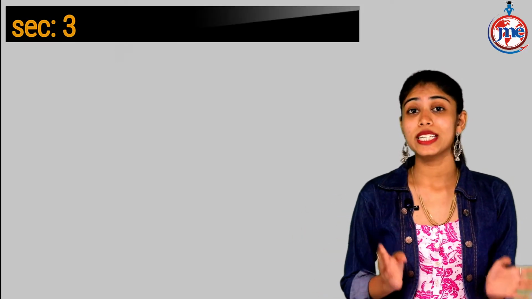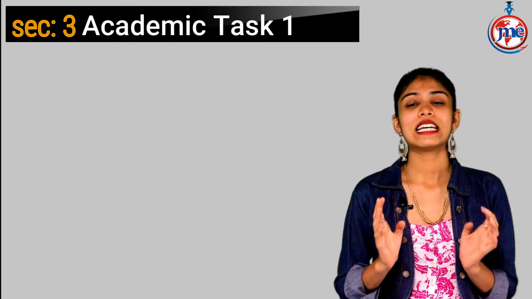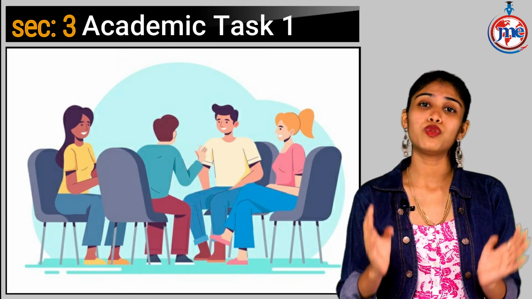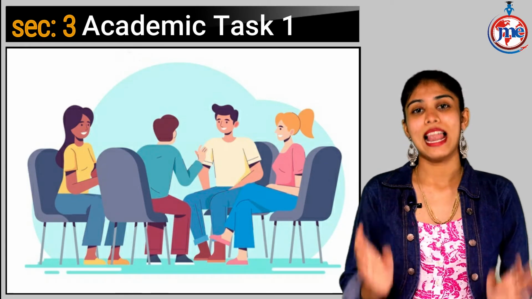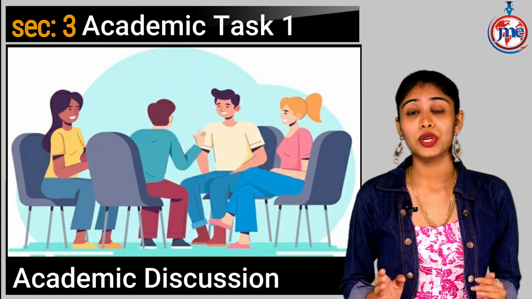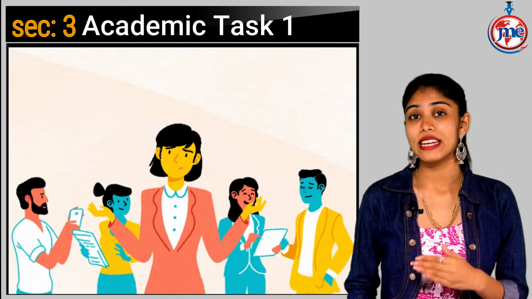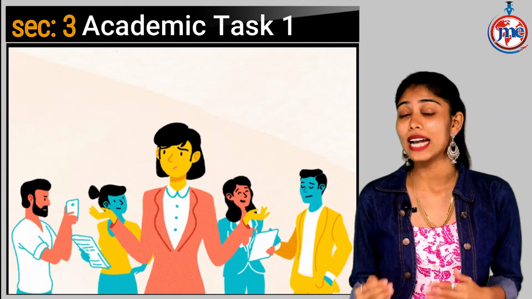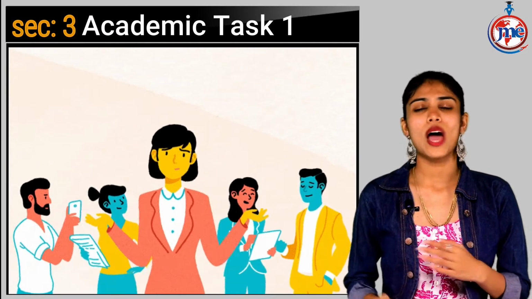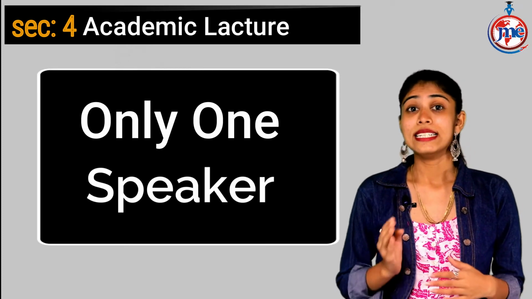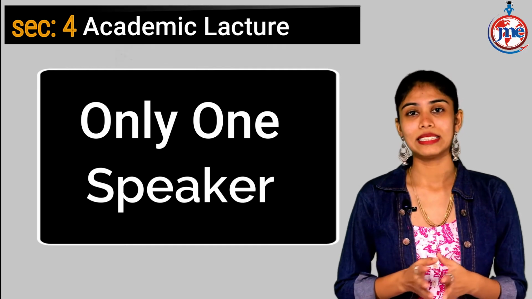Now, let's see about section number 3, which is an academic task. So, students, in section 3, there will be a conversation of 3 to 4 speakers. So, it is challenging because it's a discussion, an academic discussion. And at the same time, you have to identify who is speaking what at what time. So, it is quite difficult. And for section number 4, it will be an academic lecture by only one speaker. So, this is also difficult.